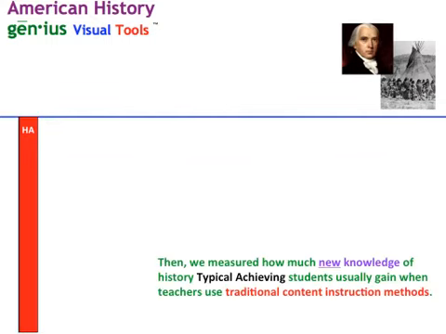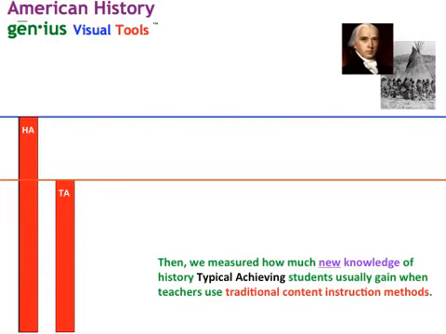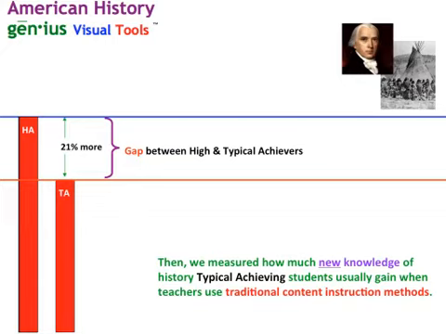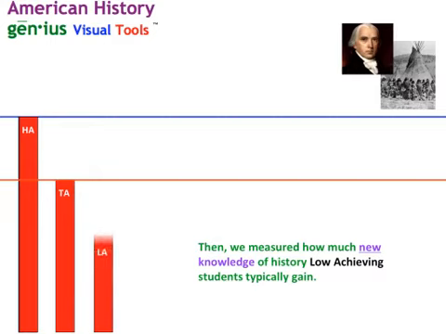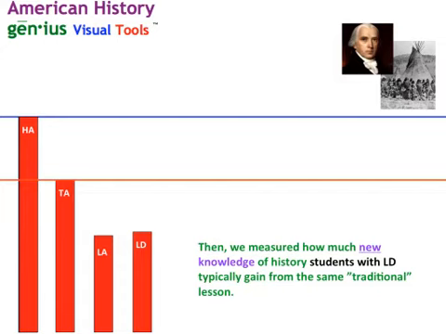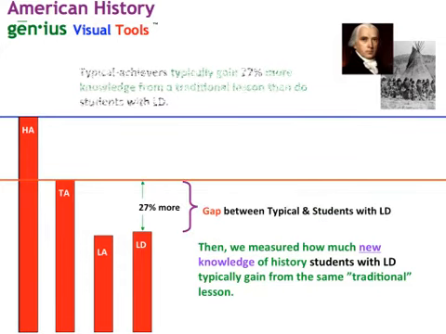And then we measured how much typical achievers learn in that same classroom at the same time during the same kind of instruction. And not surprisingly, there's a gap between how much typical learners learn versus how much the high achievers learn. And that gap is basically the high achievers are learning about 21% more than the typical achievers. Likewise, we did the same thing with students that are considered low achieving to look at what that gap is, as well as students with learning disabilities.